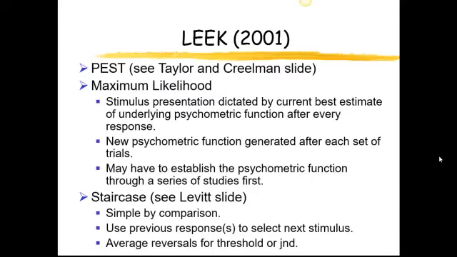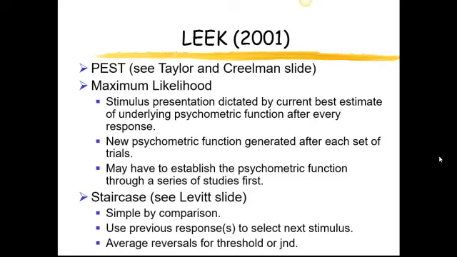And then there was a study by Leek in 2001, which again is in your interactive module. And he looked at the PEST again, and he was looking at maximum likelihood. So the stimulus presentation is dictated by the current best estimate of the underlying psychometric function after every response. And a new psychometric function is generated after each set of trials. And you may have to establish the psychometric function through a series of studies first.